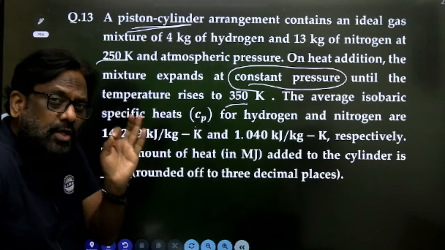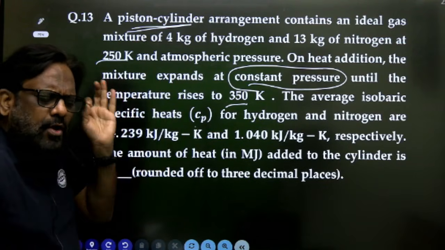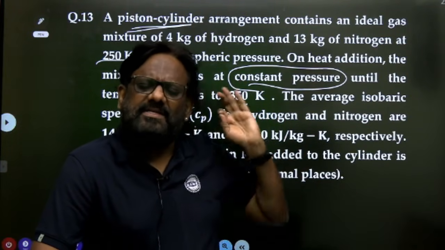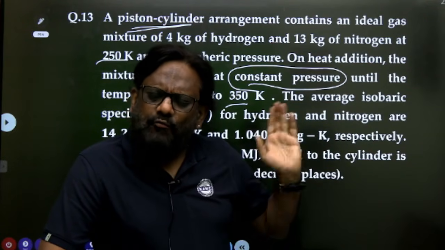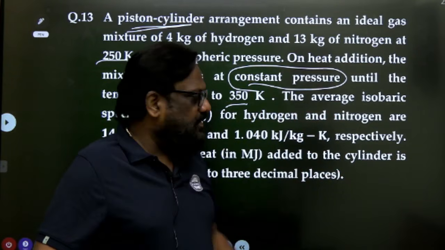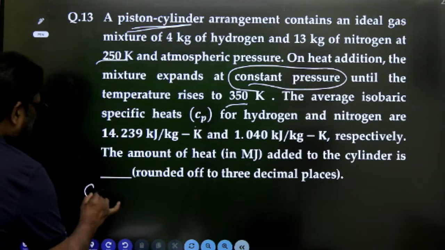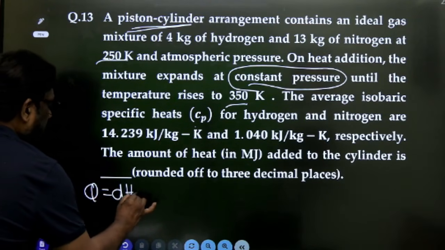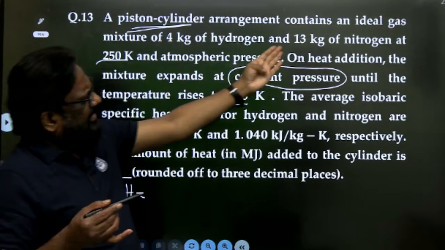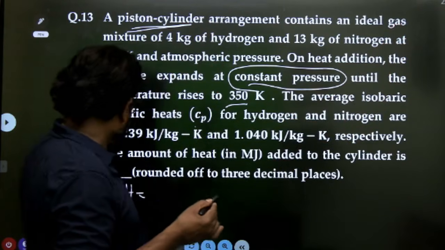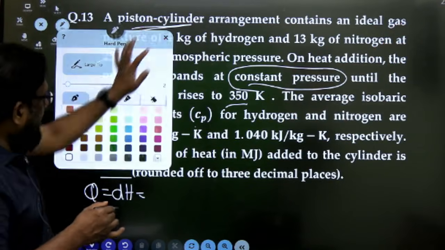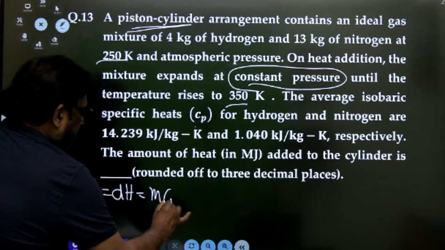You know the process is a constant pressure closed system process. For a constant pressure closed system process, the heat transfer is equal to the change in enthalpy. For a constant volume closed system process, heat transfer is the change in internal energy. But this is a constant pressure process, and he is asking for heat transfer, so heat transfer is equal to the change in enthalpy. The question clearly says it contains an ideal gas mixture, so don't worry about that. As it is an ideal gas, I can write dH as m Cp dT.